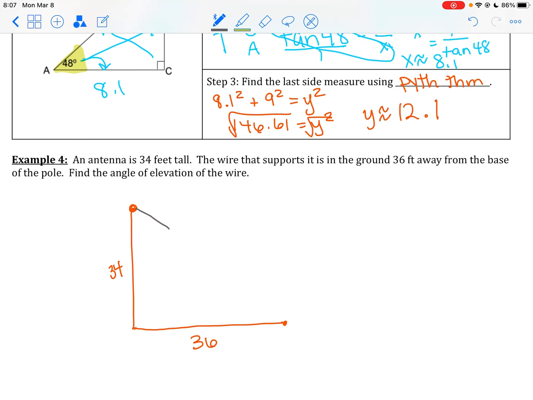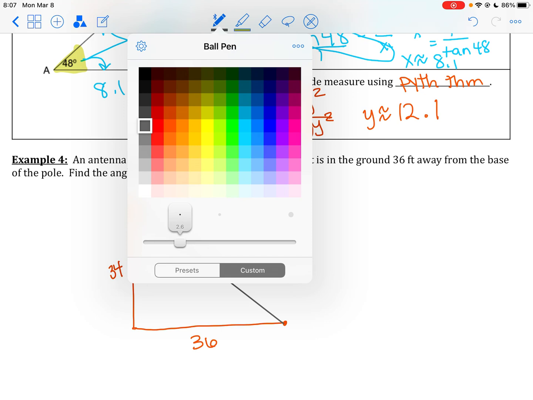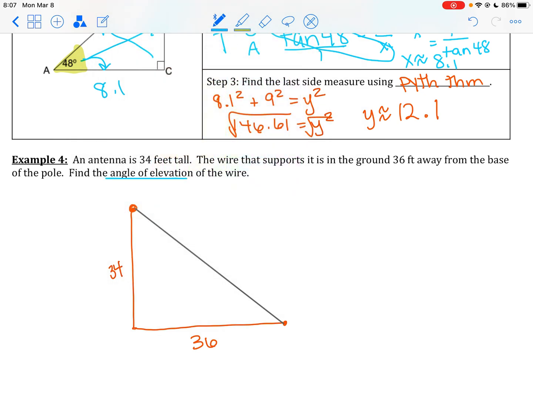So here we have a wire that connects the top of the antenna to the ground. What we are solving for is the angle of elevation. Angle of elevation means from the bottom of the wire. So we want to figure out what this angle measure would be. I need to look at the angle that I'm working with. Let's give it a name. Let's call it E for elevation.